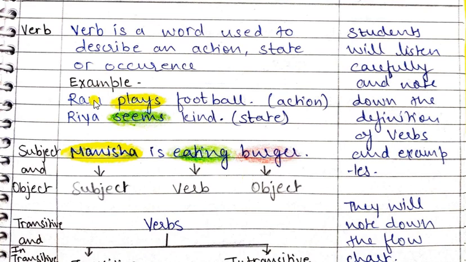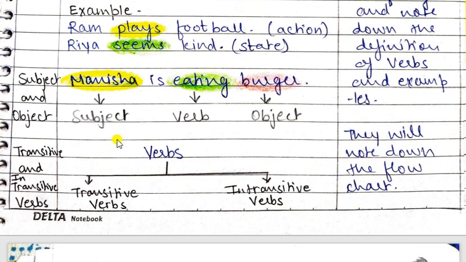Then you will give some examples. Ram plays football. This is action. Ria seems kind. This is state. And then you will tell what exactly subject and object are. What is action, state, right? So you will take a sentence like this, you will write this on the blackboard also, and you will tell students what is subject, what is verb, what is object here, right?